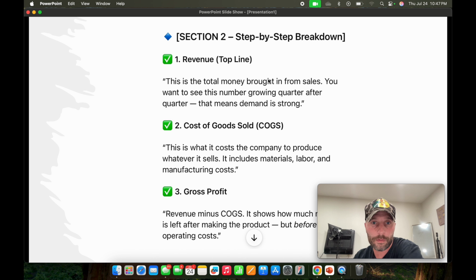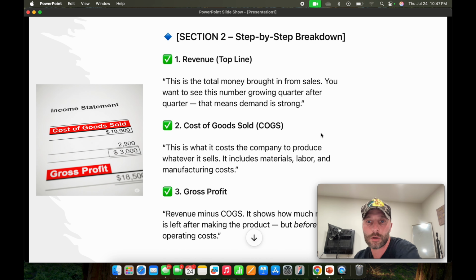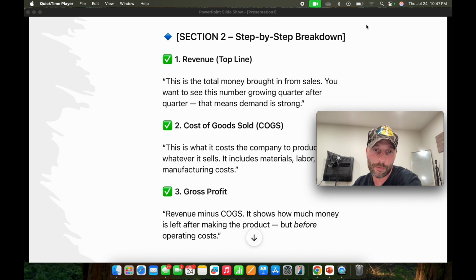Top line growth. Top line revenue, okay? Cost of goods sold, COGS. This is what it costs the company to produce whatever it sells. It includes materials, labor, and manufacturing costs. All right. Gross profit, revenue minus COGS. So revenue minus cost of goods sold. It shows how much money is left after making the product, but before operating costs.